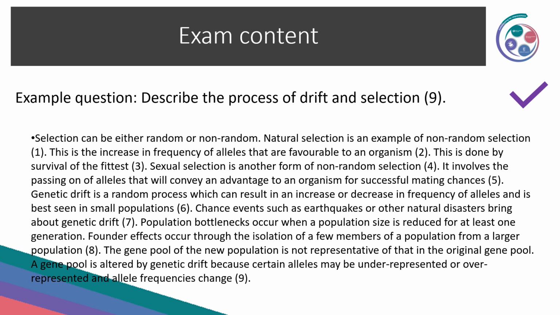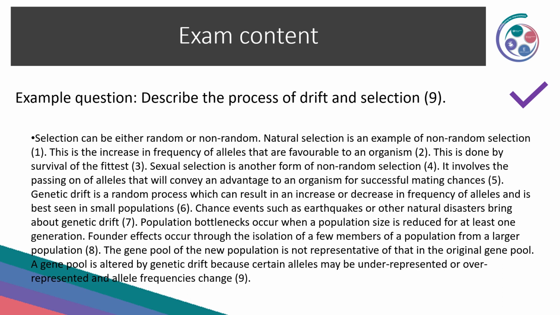Genetic drift is a random process which can result in an increase or decrease in frequency of alleles and is best seen in small populations. That's our 6th mark. Chance events such as earthquakes or other natural disasters bring about genetic drift. 7th mark there.